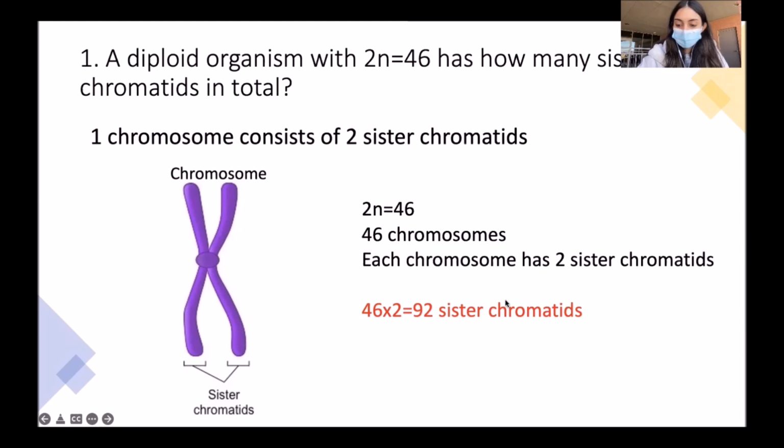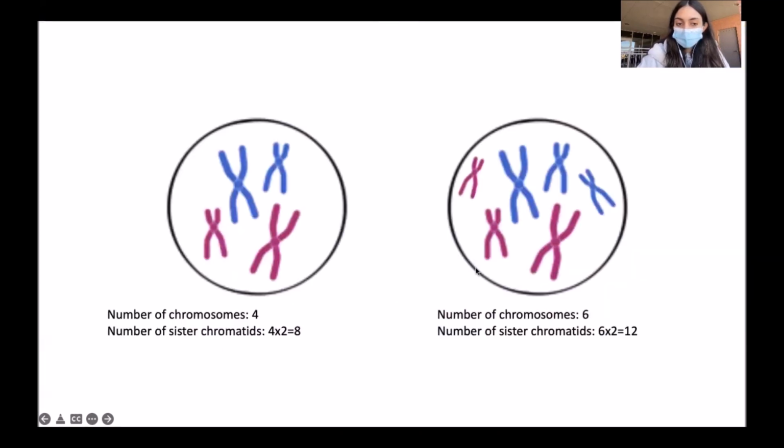So for practice, I put these. Sometimes you get pictures, sometimes you get numbers. So with this, you're going to count the chromosome numbers. So 1, 2, 3, 4. We have 4 chromosomes in total. We know each chromosome has 2 sister chromatids. So we're going to multiply 4 by 2, and we're going to get 8. Similarly here, we have 1, 2, 3, 4, 5, 6 chromosomes in total. And we're going to multiply that by 2 because we're looking for sister chromatids. And we're going to get 12 sister chromatids in total.